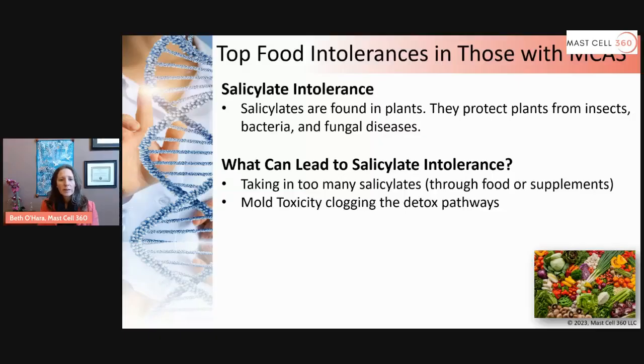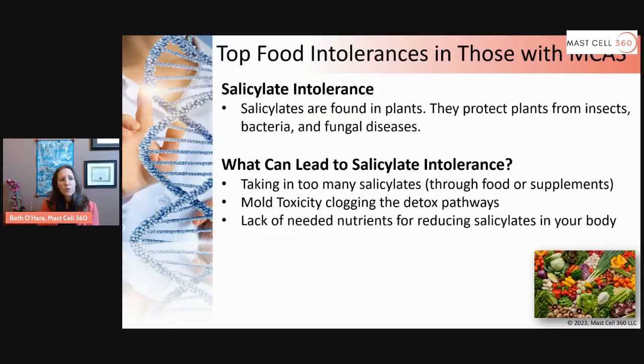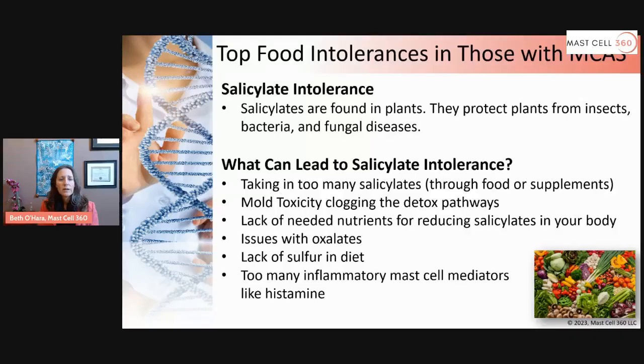So mold toxicity can clog up the detox pathways that can break down salicylates. We can be low in the nutrients we need to help get rid of salicylates, so things like sulfur. Issues with oxalates will compound salicylate intolerance. I talked about the sulfur, one of the nutrients that we need that can help, glycine can help. And then too many inflammatory mast cell mediators like histamine can actually worsen our issues with salicylates.